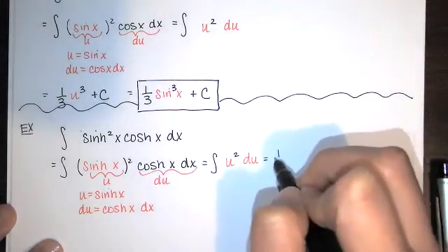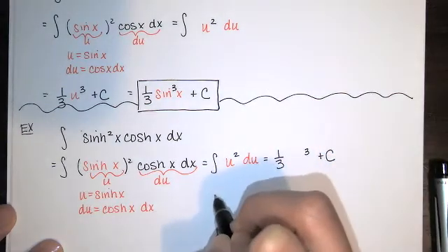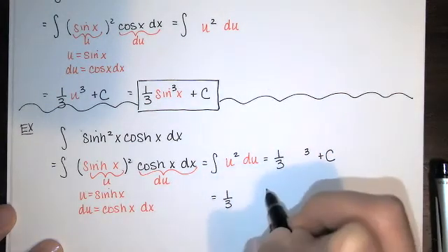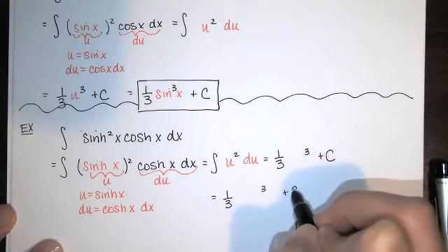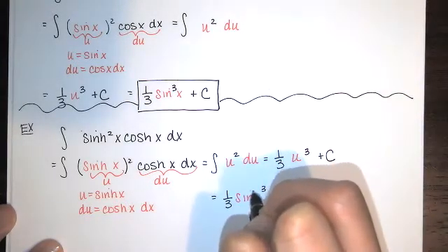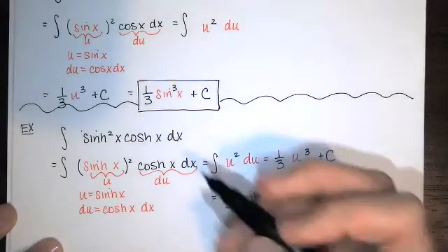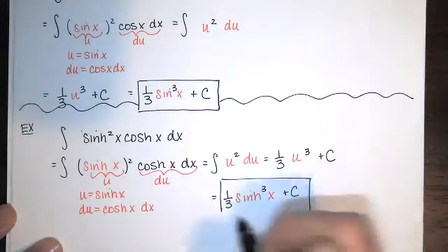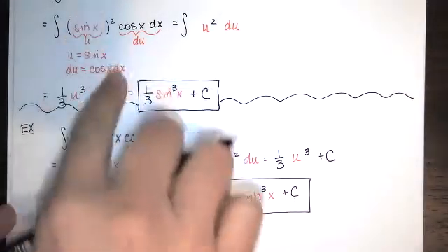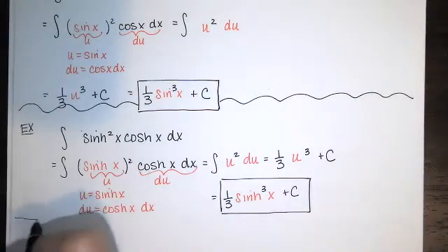It's the same. So I get 1/3 u cubed plus c when I antidifferentiate, and then I back substitute. The only difference is when I back substitute, I'm substituting hyperbolic sine of x rather than sine of x. So if you can do this, you can do this. It's the same. Let's look at another example.